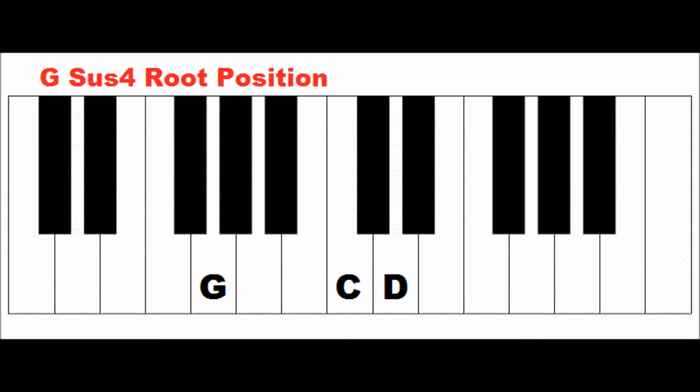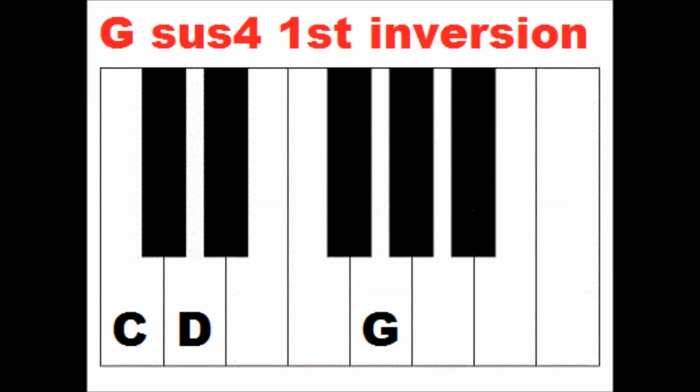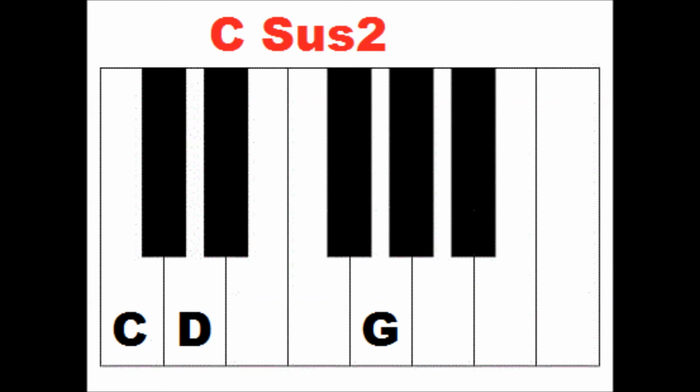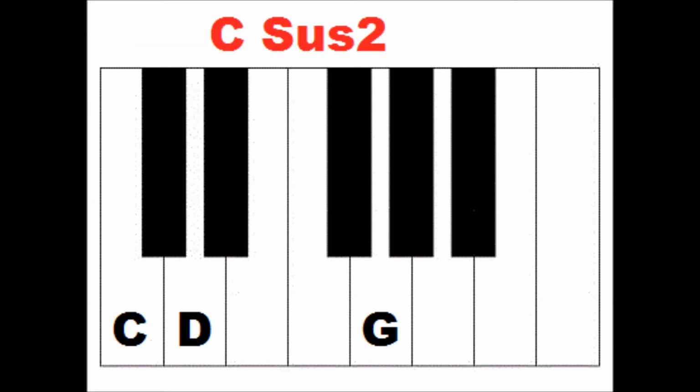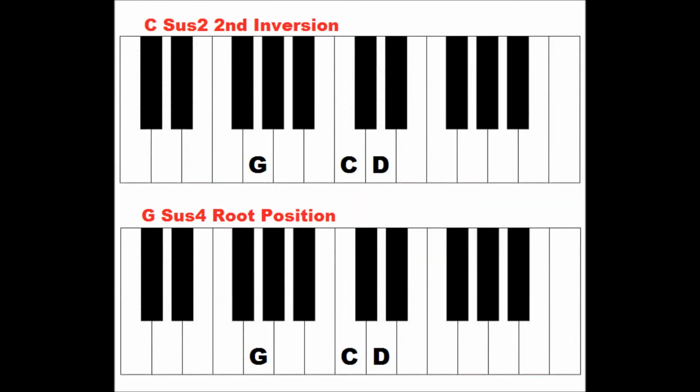G, C, D is also a G Sus4 chord. The notes of G Sus4, as we just saw, is G, C, D. Its first inversion is C, D, G. C, D, G is a Sus2 chord. Clearly, G Sus4 is an inversion of a C Sus2 chord, and vice versa.